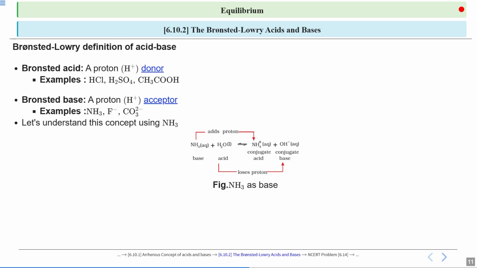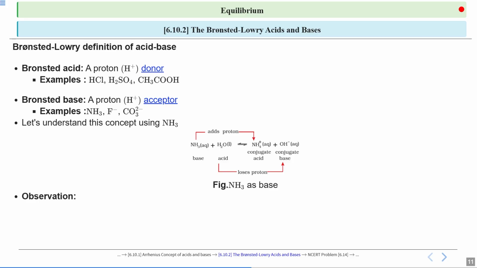We can understand the same with the help of one of these examples, which is ammonia. See, when ammonia is reacted with water, it is taking the H plus from water to form NH4 plus. At the same time, this is satisfying the Arrhenius concept because it is releasing OH minus ion in the water. But see students, in this case, we don't need water in every case, right? Because this H plus that NH3 is accepting may come from any different solvent or any different acid also, right?